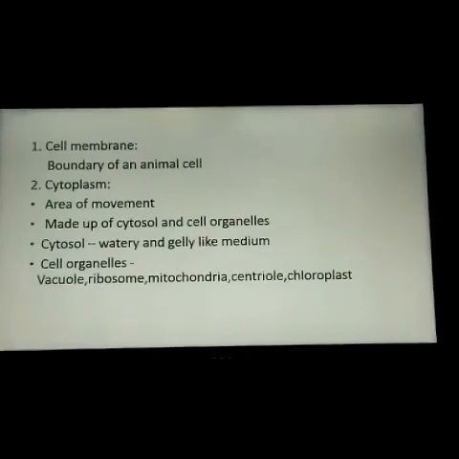So cytoplasm is the area of movement, and it includes all the living parts of a cell within the cell membrane, excluding the nucleus, and it is made up of cytosol and cell organelles. It is a watery and jelly-like medium which is made up of 70 to 90% of water, and it is usually colorless. And the main important cell organelles are endoplasmic reticulum, vacuole, ribosome, Golgi body, lysosome, mitochondria, centriole, chloroplast.